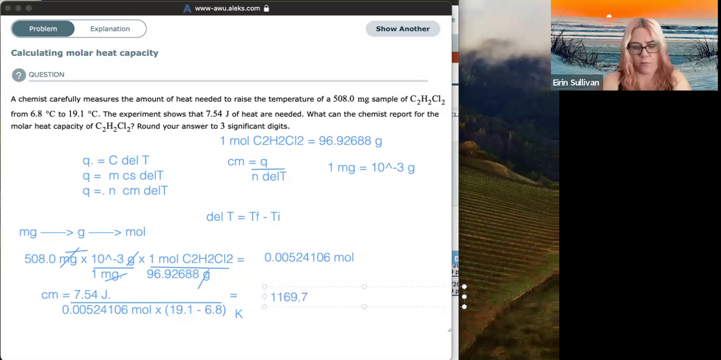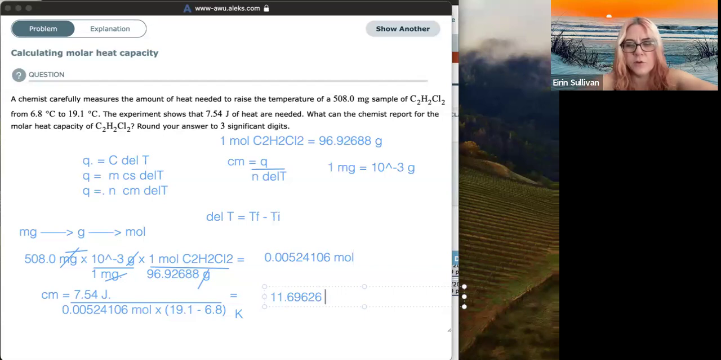7.54 divided by open parentheses 0.00524101. Oh my gosh, I should have pressed the back button. Sorry, this is probably very boring for you. Watch an old person try and use a phone calculator. And it was 12.3, the difference between those two. I think I did the wrong number of decimal places. 11.696, I think, is correct.